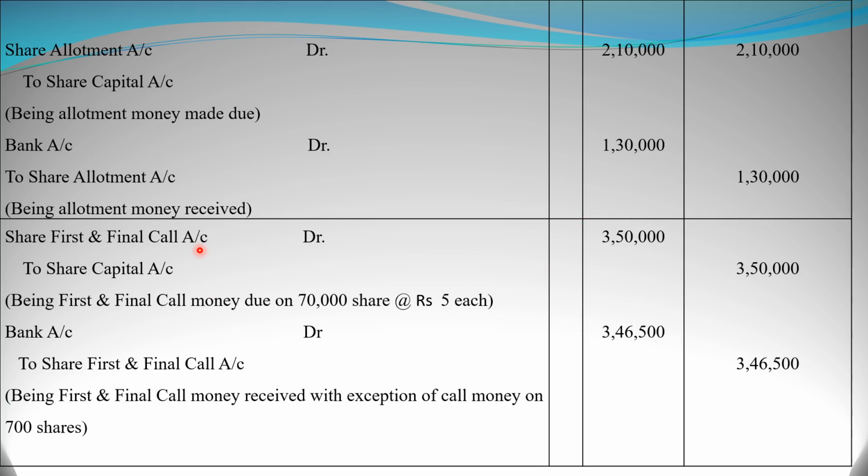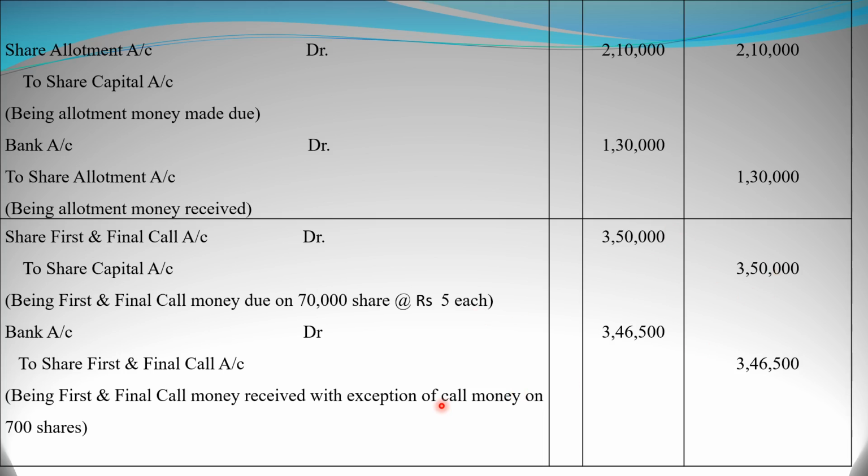Now after that, share first and final call. Share first and final call to share capital, due entry on 70,000 shares into 5 rupees. Actually it is coming 5 rupees. How will we calculate that 5 rupees? Including premium, it is coming 12 rupees. Application 4, allotment 3, plus premium 7, 12 minus 7, 5 rupees remaining left, and that will be for the first and final call. So the first due entry: share first and final call to share capital, 70,000 into 5, 3,50,000.